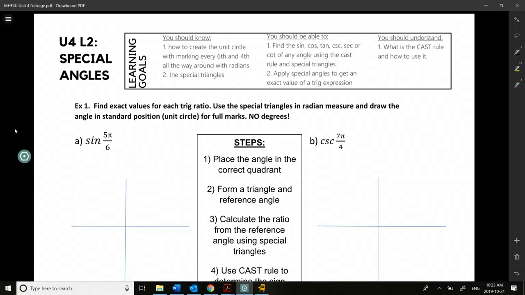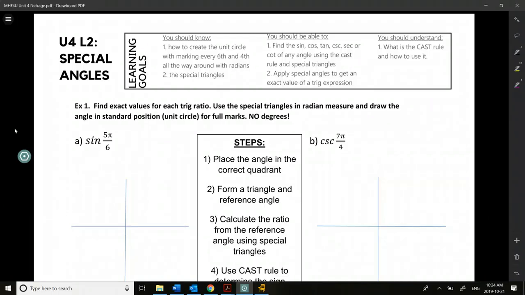All right, so today we're going to talk about how we can use some of those special triangles that we discussed on Friday to create exact values of our trig ratios, so sine, cosine, and tan, and also the reciprocal ratios, secant, cosecant, and cotangent. We're going to do this the exact same way as we did last year. The only difference is now that we're using radians, our angle measurement will be given to us in radians.